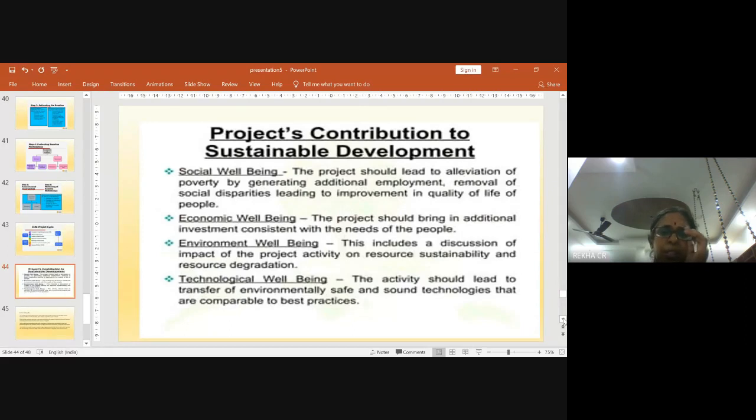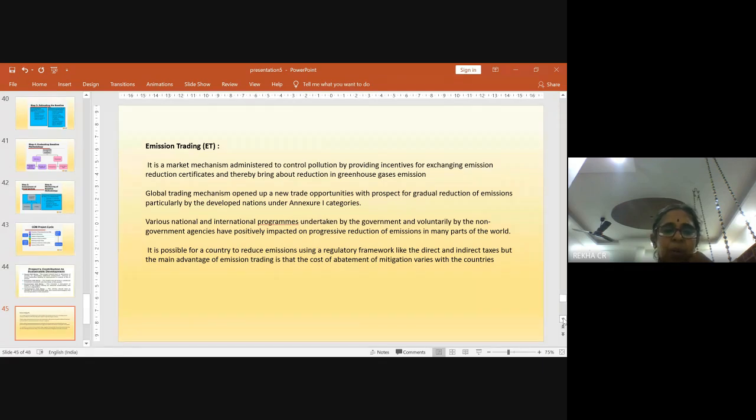The project's contribution to sustainable development covers social well-being, economic well-being, environmental well-being, and technological well-being. The project should lead to alleviation of poverty by generating additional employment, and removal of social disparities leading to improvement in quality of life of people. Economic well-being means the project should bring additional investment consistent with the needs of the people. Environmental well-being includes a discussion of the impact of the project activity on resource sustainability and resource degradation. Technological well-being means the activity should lead to a transfer of environmentally safe and sound technologies comparable to the best practices. So this is about the CDM.